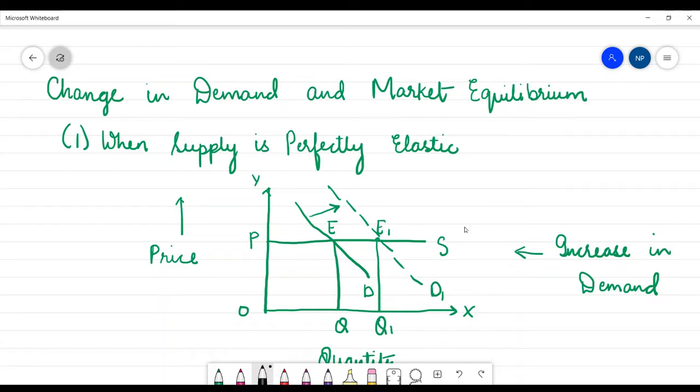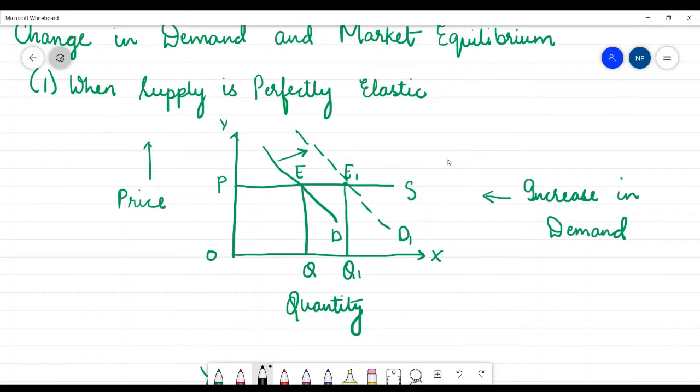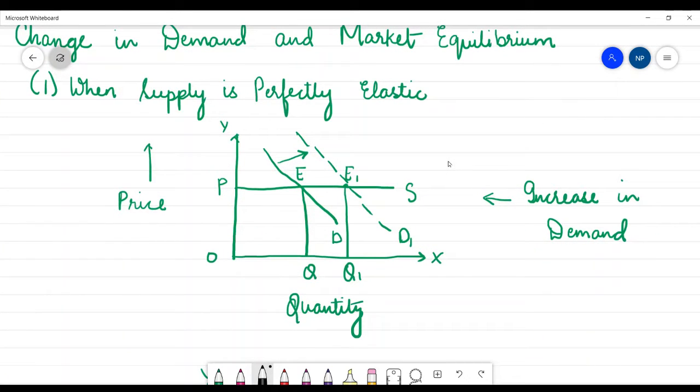The first case we are going to see is when supply is perfectly elastic. We all know that when we talk about the word perfectly elastic, that means one or the other factor remains constant. Here, the price you can see in the graph is constant. When supply is perfectly elastic, then change in demand does not affect the equilibrium price. That means originally, if the quantity demanded or the quantity supplied is OQ and the price is OP, the equilibrium point remains unchanged because of the price being constant.